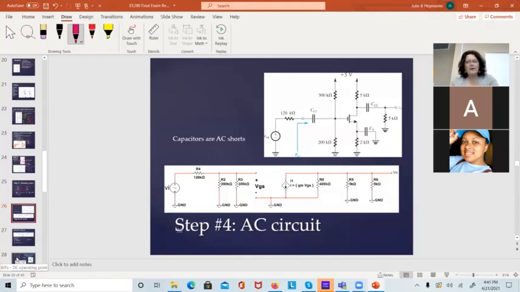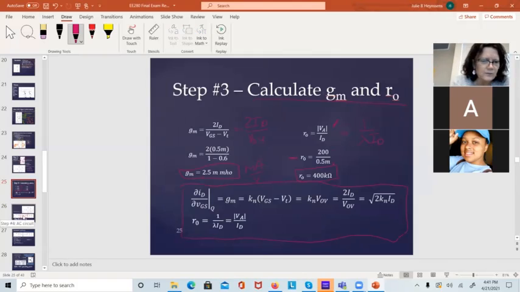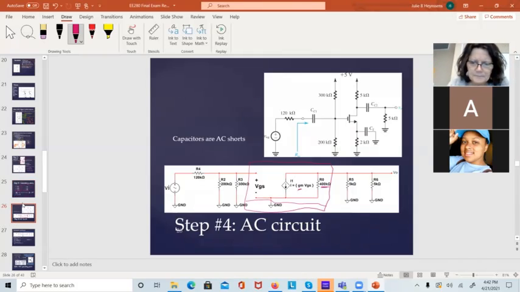So now that we've got GM and RO, we can plug them in here. We did have a value for GM. Our RO was 400 k ohms. This is the model of the transistor minus the ground. That's a small signal model. We got a value for GM, 2.5 milli. And we look at the circuit to see what's connected where.